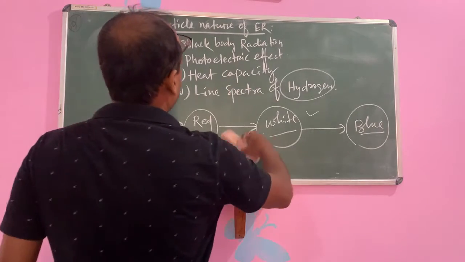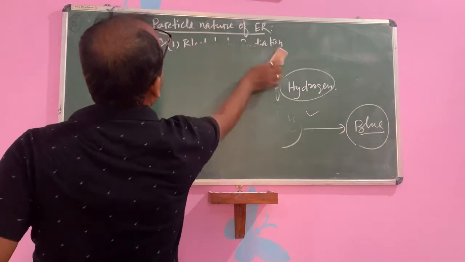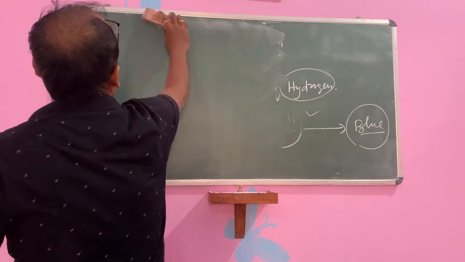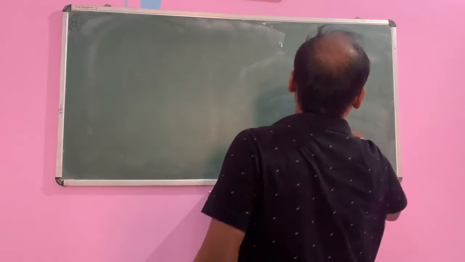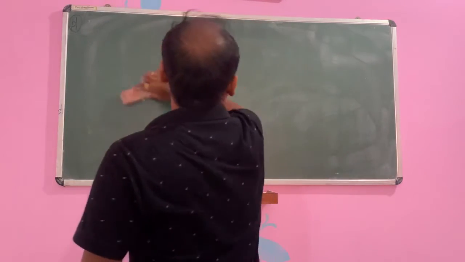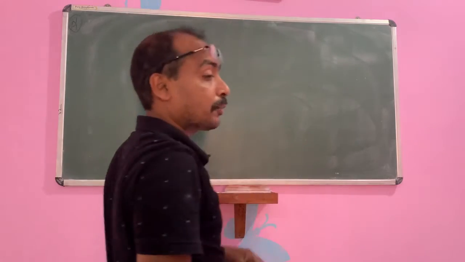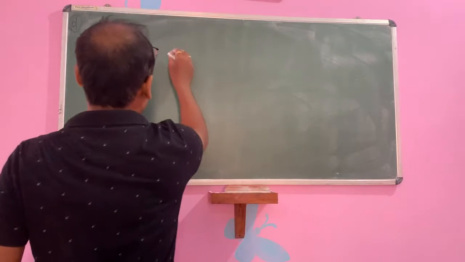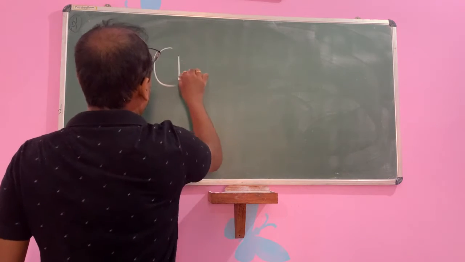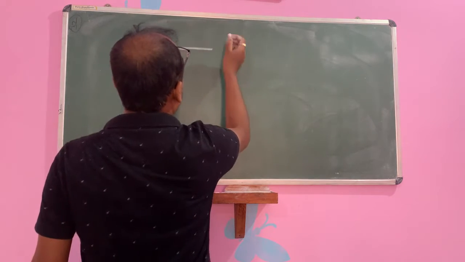Then the photoelectric effect. What do you mean by the photoelectric effect? The ejection of electrons from the metal surface when light of a suitable frequency falls on it.